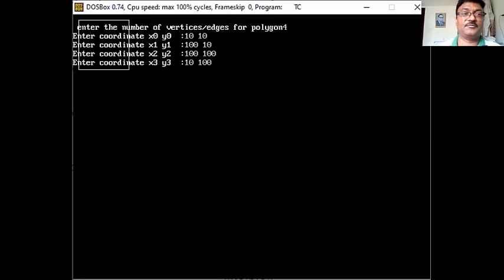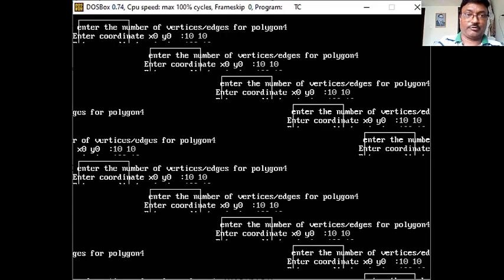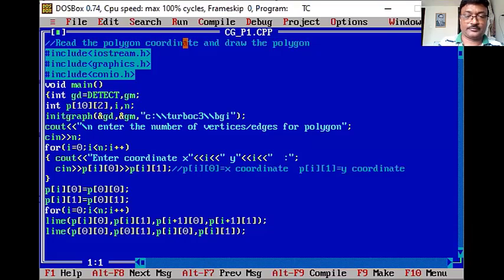Is this polygon visible to all? Which type of polygon is this? This is a convex type of polygon. Suppose I need to draw a concave polygon. So again I have to compile it.